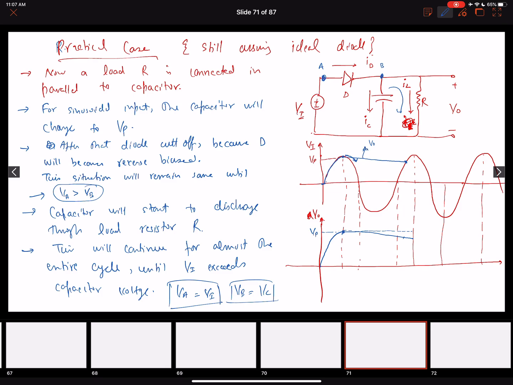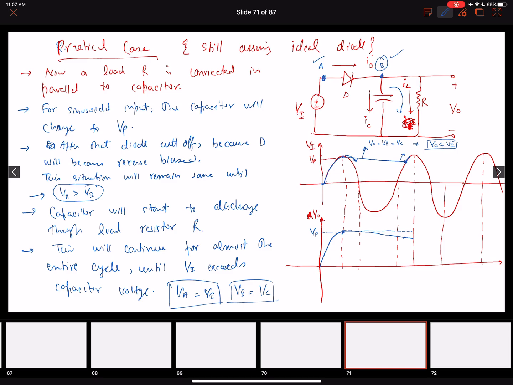So this is the value of V naught, and over here, this is the value at VB as well. VB, VC, you can call it anything. Okay, so at this point now, our value of V naught becomes less than the value of Vi. So if VB over here becomes less than Va, it will become forward biased again. So as soon as we move beyond this point, the diode again becomes a short circuit and the capacitor will charge again, right?